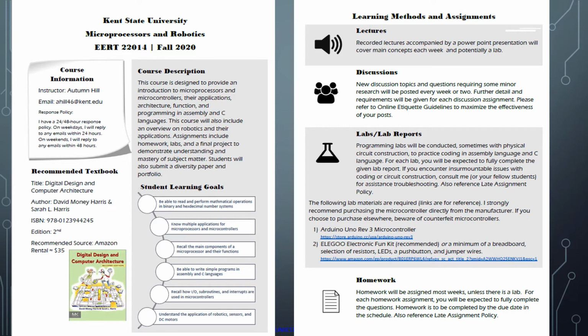Lastly, we have homework. So you have a couple homework assignments. Typically, you'll be assigned homework or a lab every week, not both, but I'll review each homework assignment as it comes up, and these are subject to the late assignment policy.